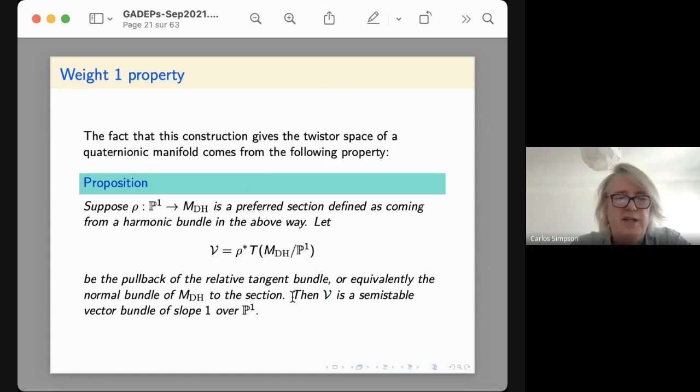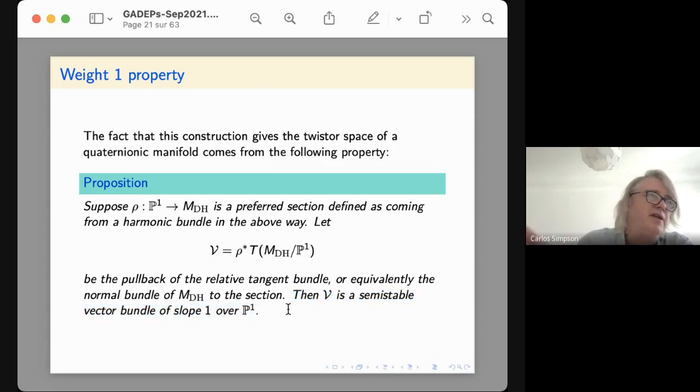And the point is that since we also have compatibility with the antipodal involution, this bundle also has an involution. So this is going to give us a quaternionic vector space, which is the tangent space of the moduli space. The conclusion of this whole theme is that having a quaternionic structure is basically a property of having something of weight 1, which is to say a bundle of slope 1 over P1.